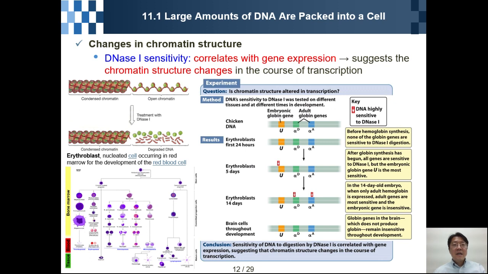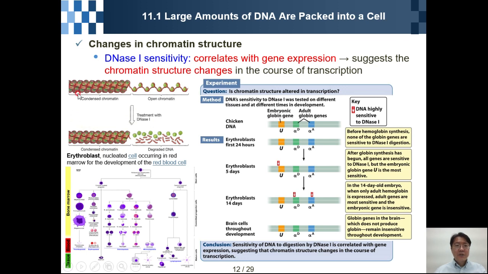The name is DNase I sensitivity. This is one example. This is condensed chromatin, and this is open chromatin. After we treated with DNase I, in the condensed chromatin region there is no DNase I digestion. But if you look here, in the open chromatin region there was DNA degradation by DNase I. Open chromatin region means that transcription actively happens, but in the other region there is no transcription. So it means that this region is very sensitive to DNase I.